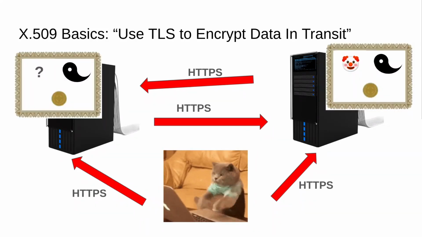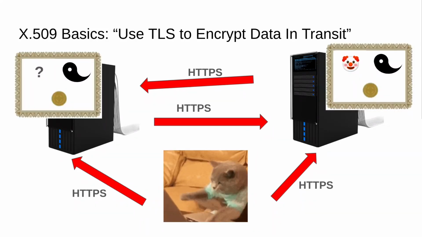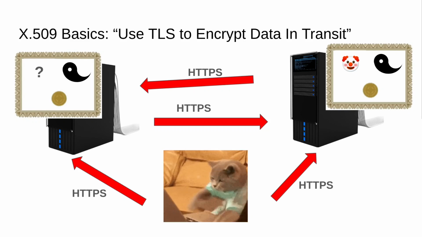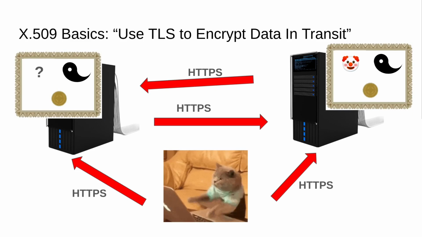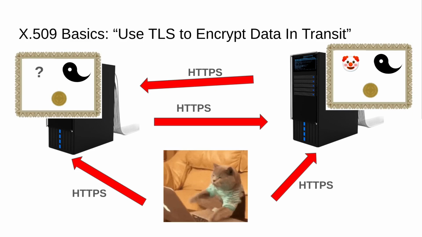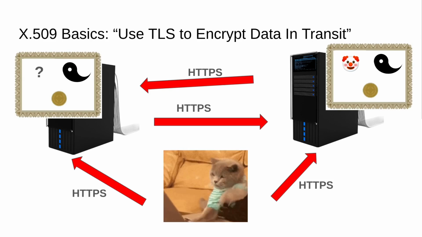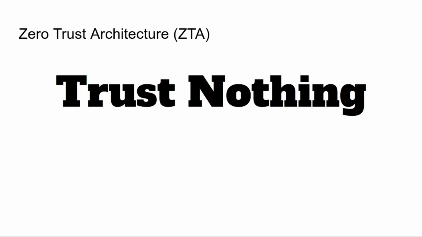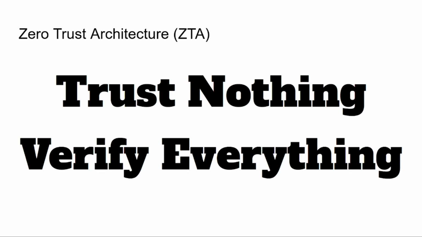This usually means using self-signed certificates or using the same certificate for every endpoint. This removes the endpoint authentication feature of TLS, but that feature is important, and there's an emerging best practice that's making the endpoint authentication mandatory. This best practice is Zero Trust Architecture, or ZTA. To sum up what that is, ZTA is trust nothing, verify everything.